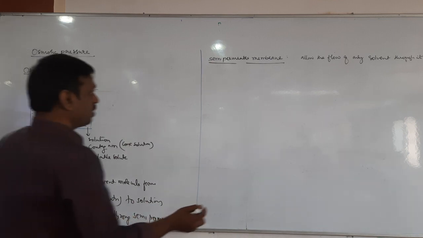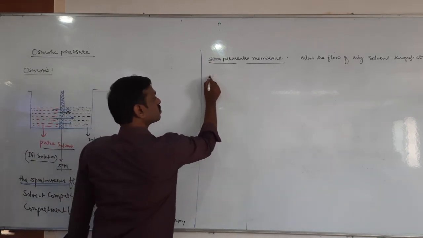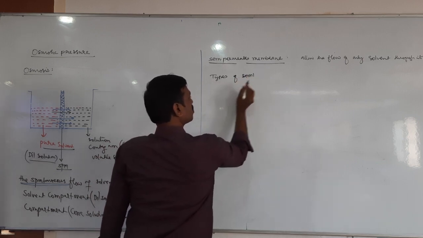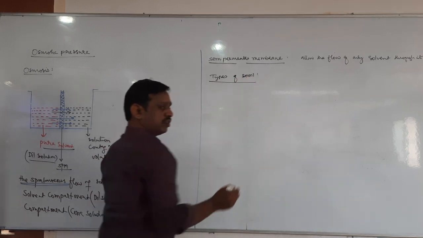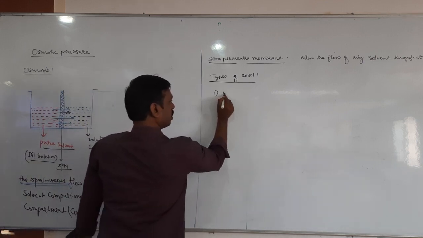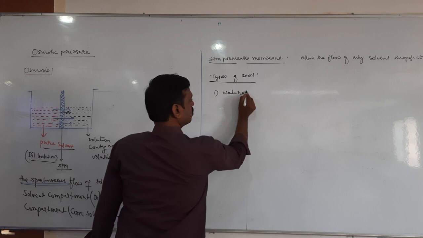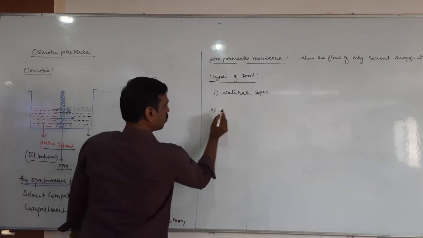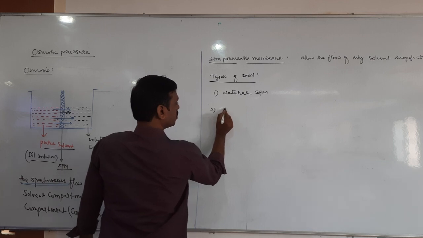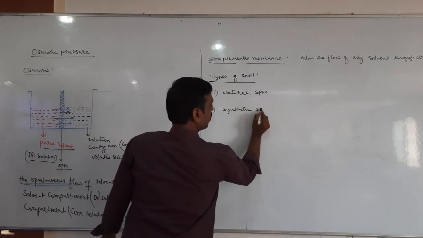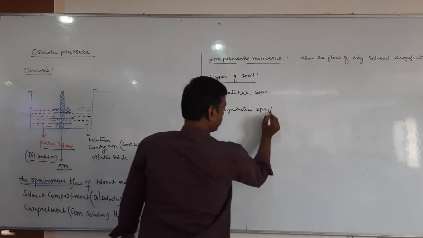Then there are two types of semi-permeable membrane. Types of semi-permeable membrane: there are actually two types. What are the two types? One, natural SPM. Second one is synthetic or artificial.